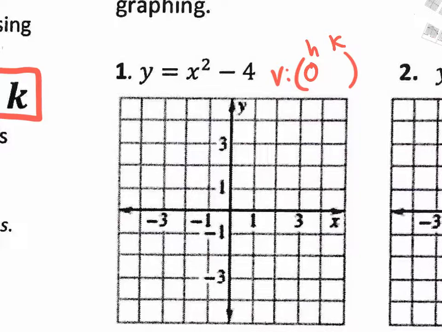And what's the k value? It's the number that's being added or subtracted at the very end outside of the parentheses. -4. You take k for what it is, right? Think opposite on h, take k for what it is. So let's graph that vertex, 0, -4. Let's put a dot right there.